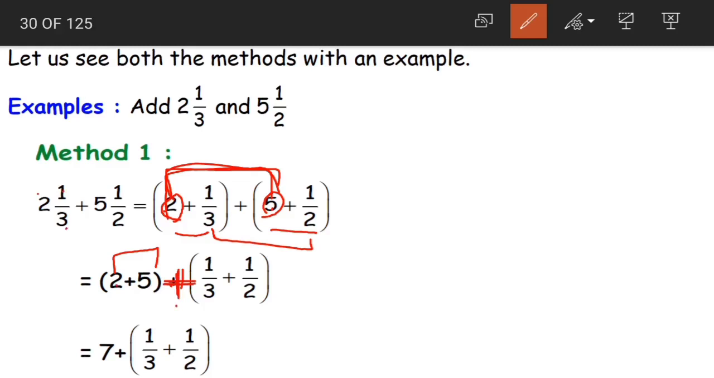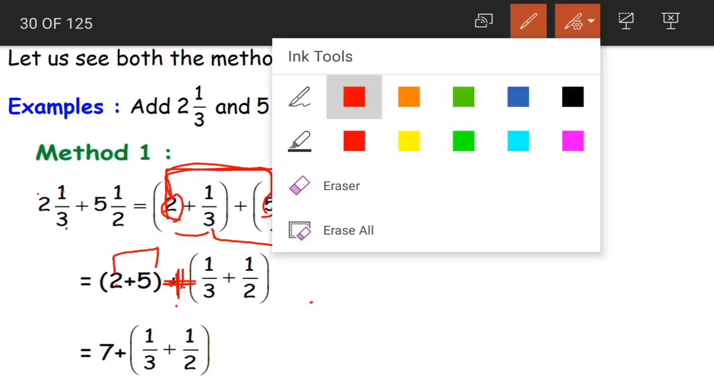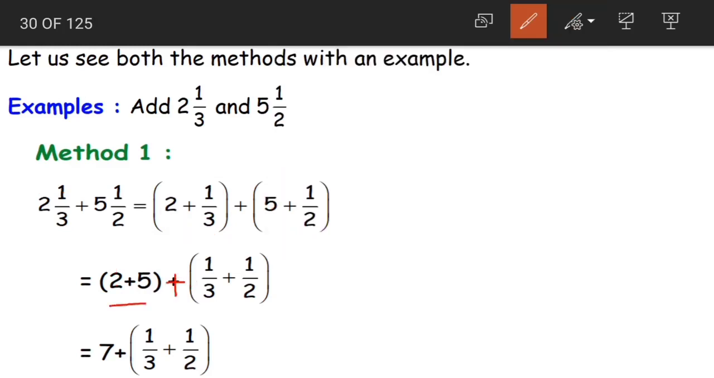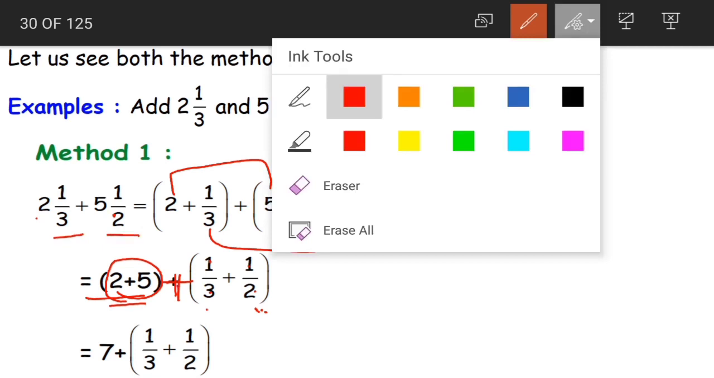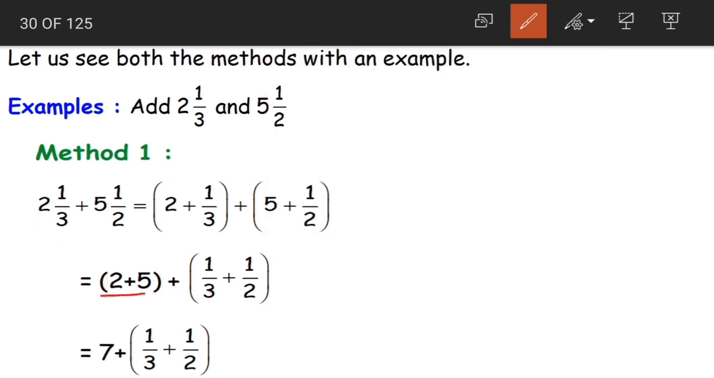2 1 by 3 is nothing but 2 plus 1 by 3, whole number plus the proper fraction. So 2 plus 5, this will be a whole number, plus our proper fractions, 1 by 3 plus 1 by 2. Understood, children? The whole numbers of both the mixed fractions plus the proper fractions of both the mixed fractions. Now 2 plus 5 is equal to 7.